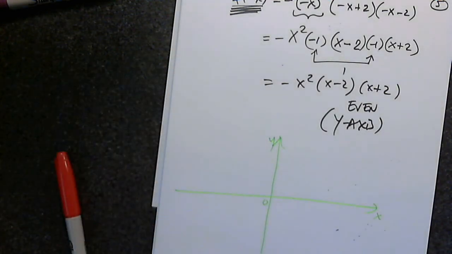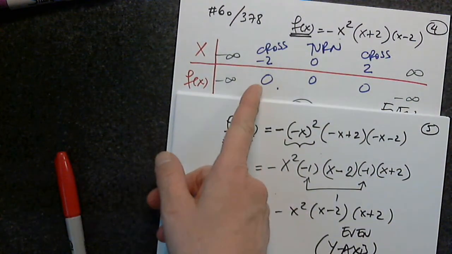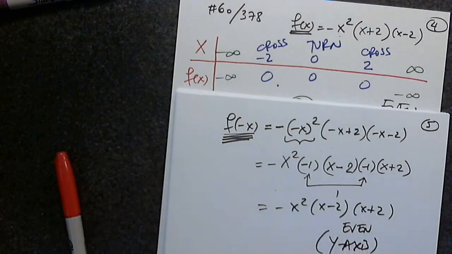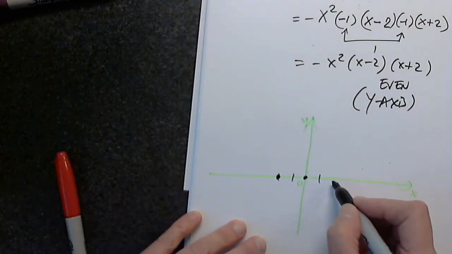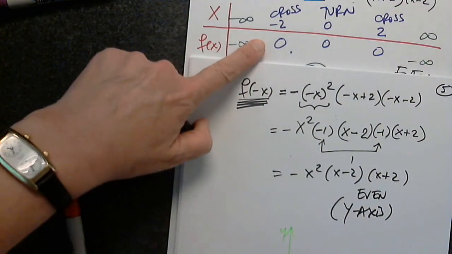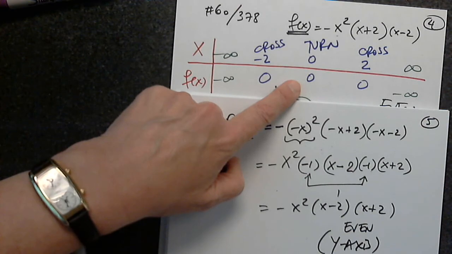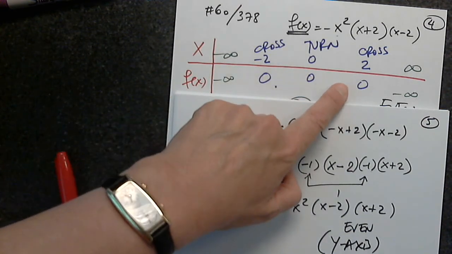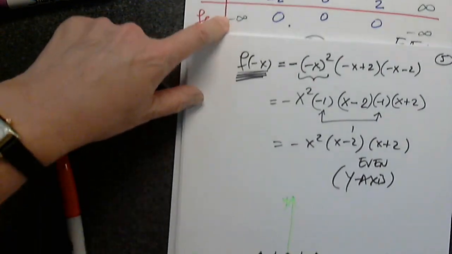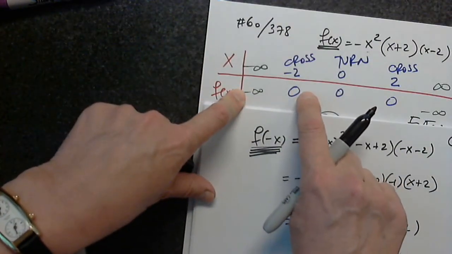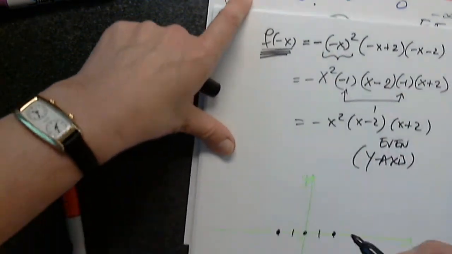I will definitely plot the points I have. What points? I have negative 2, 0, I have 0, 0, and I have 2, 0. Right? Negative 2, 0, and that will be a cross. 0, 0, there will be a turn. 2, 0 will be a cross. The function is starting at negative infinity and crossing at negative 2, 0. Okay.